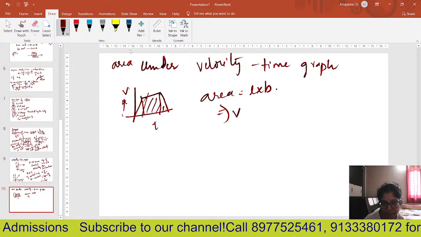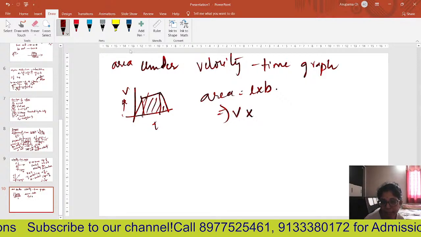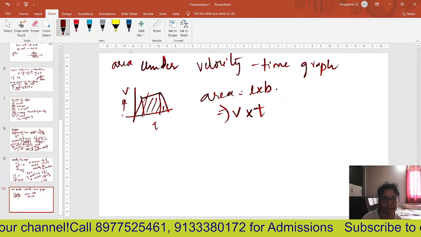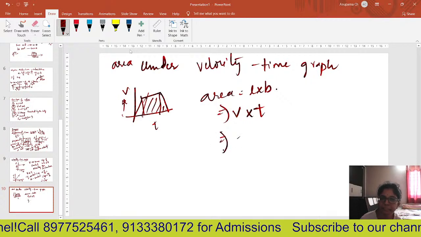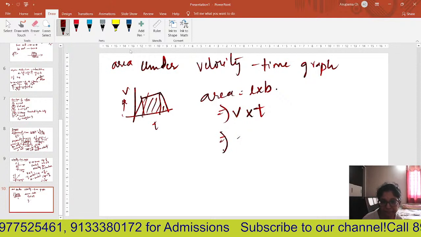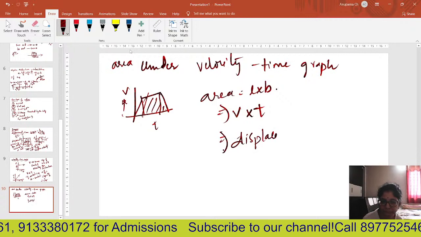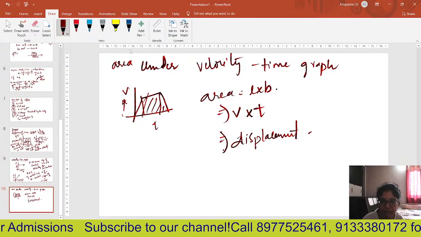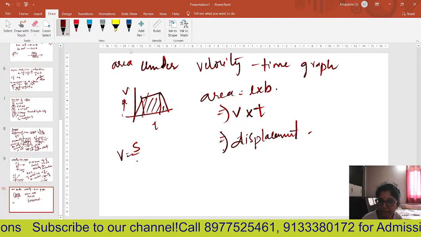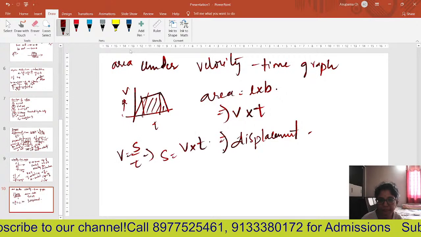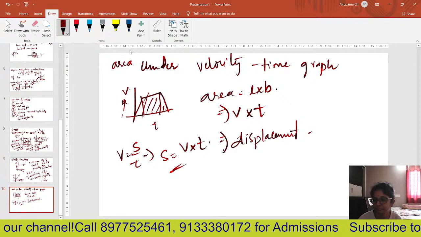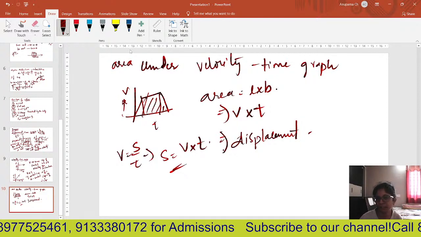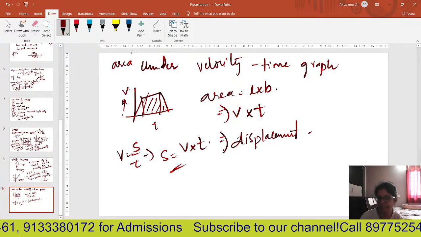Length, from the graph, you will get velocity, into breadth, from the graph, you will get time. Isn't it? Means along length, it is velocity, y-axis, no? Breadth, it is time. So velocity into time is nothing but acceleration. Sorry, displacement. Yeah, displacement. Because velocity is displacement by time. Displacement is velocity into time. Exactly. Yes, Hasini. Okay. So this is about velocity time graph. Next we will discuss about acceleration time graph.